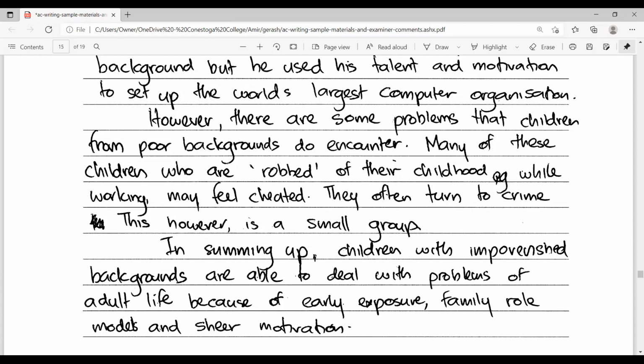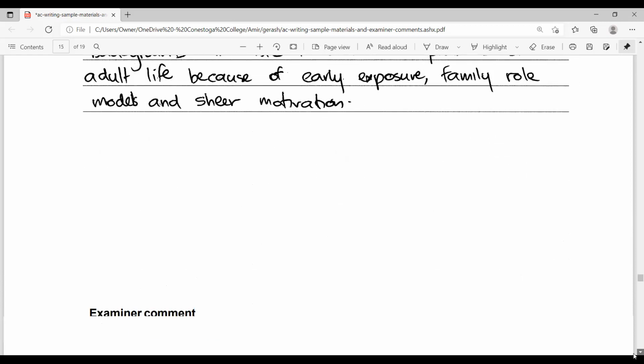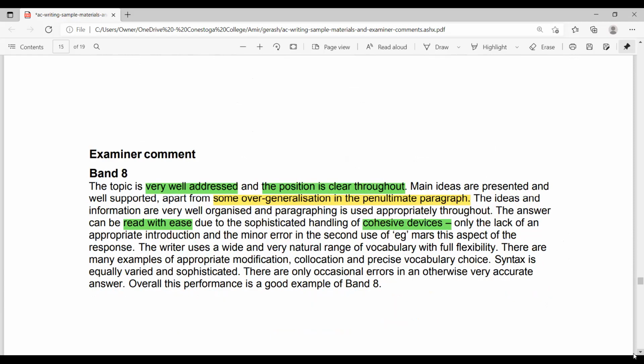Okay, now when we read the examiner's comment, that's a band 8: the topic is very well addressed, as you saw yourself. The topic was to agree or disagree with the statement, with three reasons for agreement. One paragraph was written for some of these children who may face problems in the future, but it was the penultimate paragraph and it was refuted. It was well addressed.